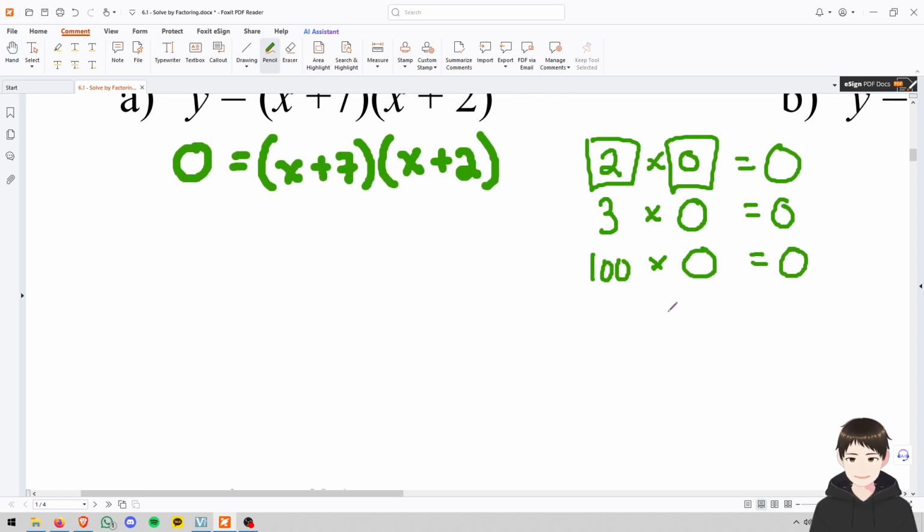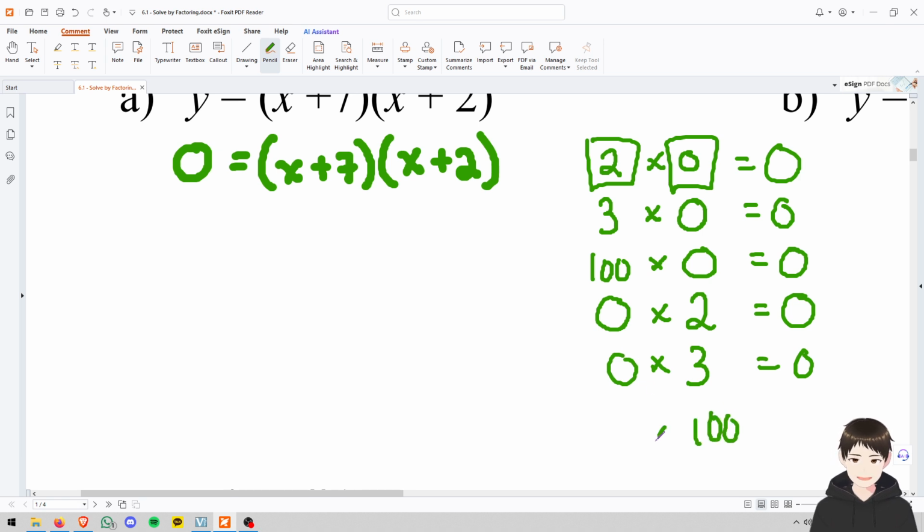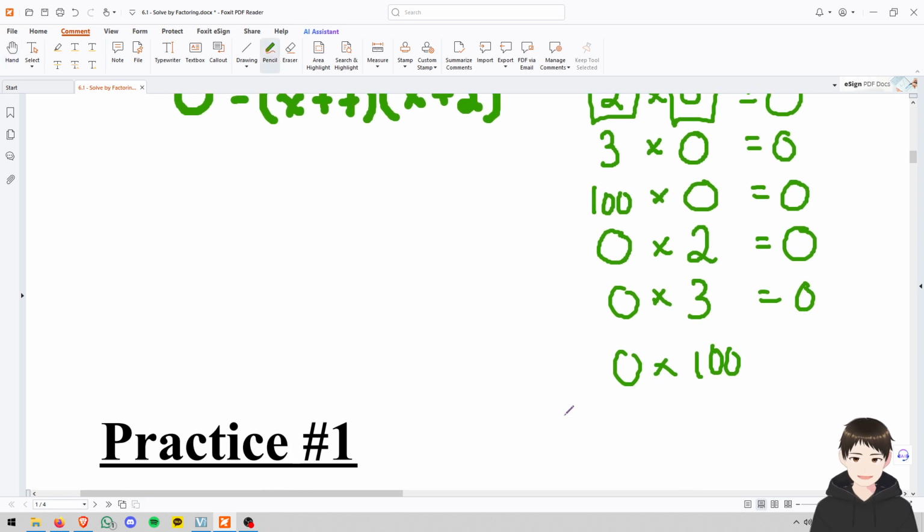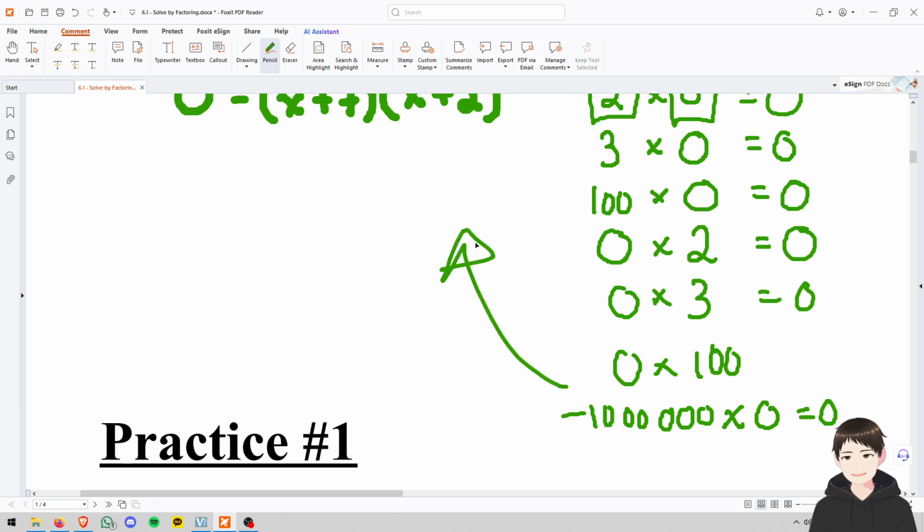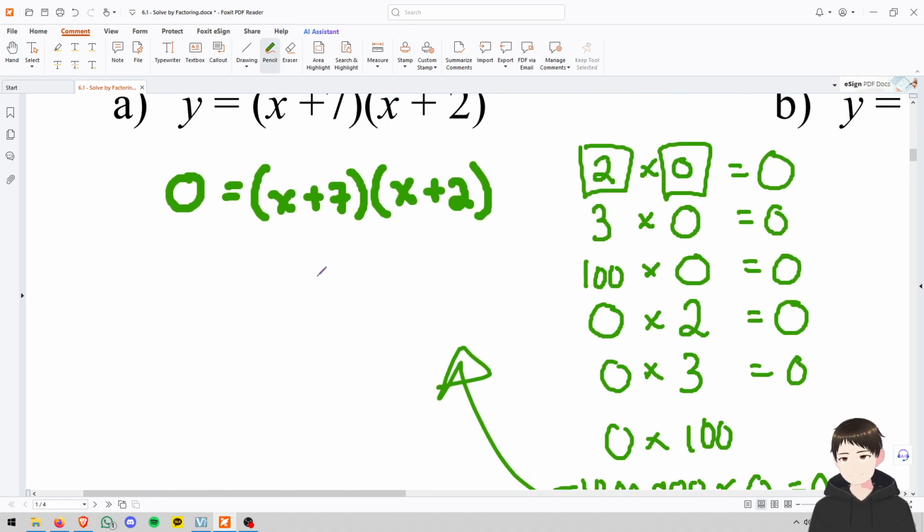And it also counts the other way. If I have a 2, but it multiplies to 0, then the first number must have been a 0. If that's a 3, what do I multiply by? It's got to be a 0. If I had 100 multiplied by something, it's got to be a 0. What if I had negative 1 million? Do I care? No, as long as the other one is a 0. Apply that idea here. One of these must be a 0. Check this out. So here's what I'm going to do.